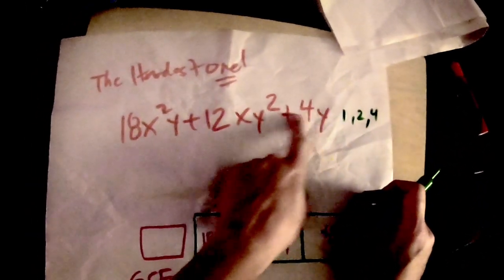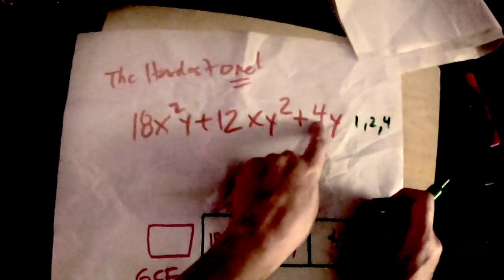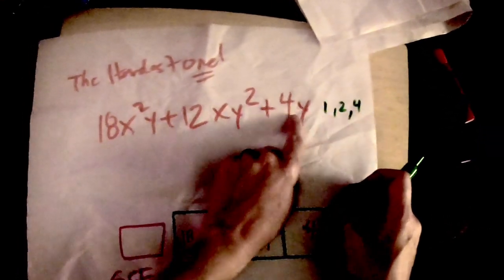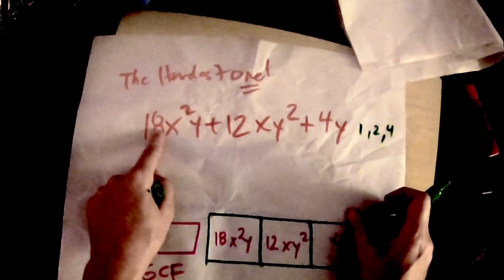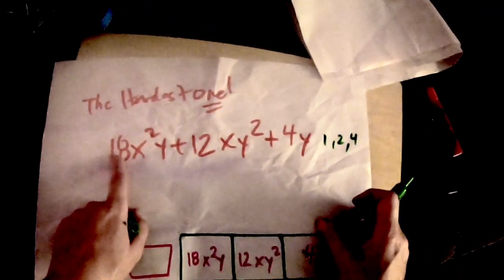2 goes into all of these. They're all even, right? Does 4? 4 goes into 4. 4 goes into 12. Does not go into 18. Okay, so we're going to use 2. So it's for sure 2.